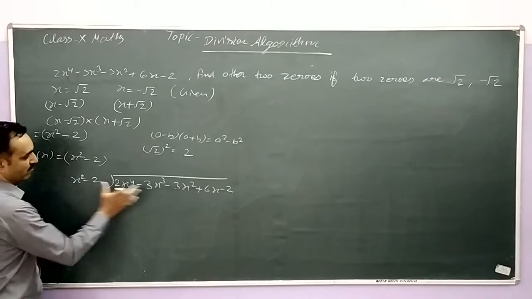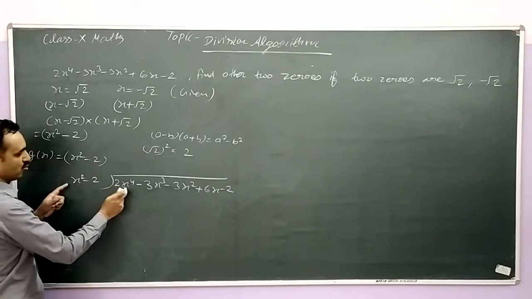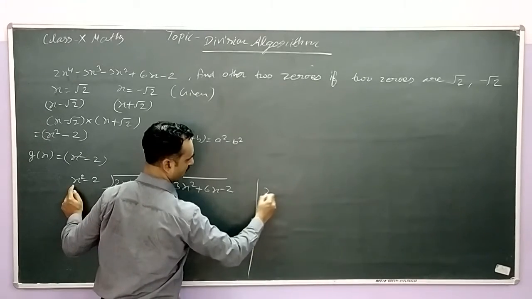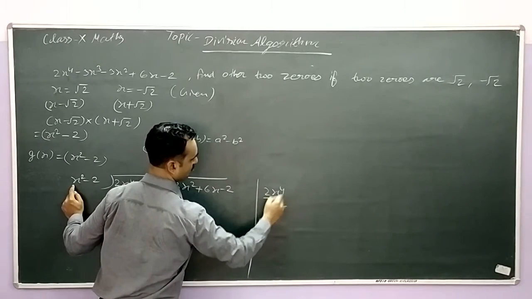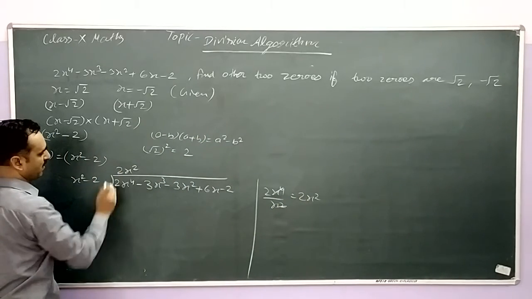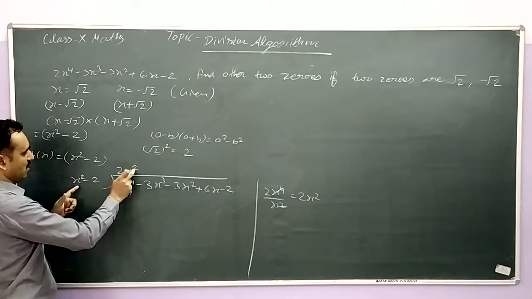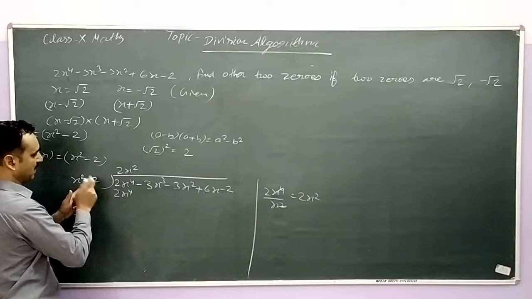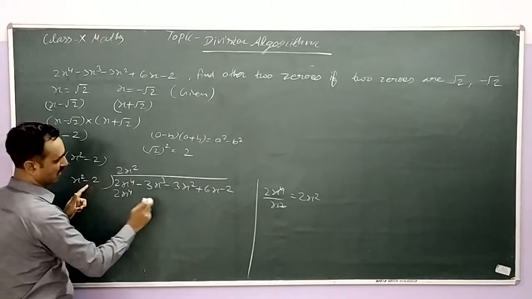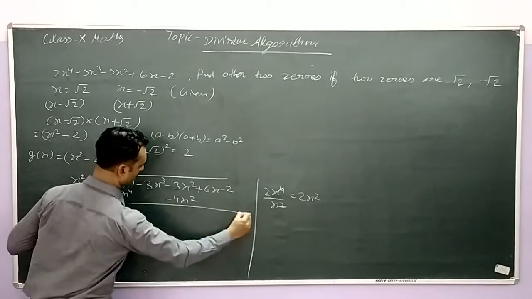So now we will divide this polynomial by this polynomial. Let's see what happens. 2x raised to 4 divided by x square, in rough work, you will get 2x square. So you write here 2x square, and 2x square multiplied by x square is 2x raised to 4, and 2x square multiplied by minus 2 is minus 4x square. So where is x square? Here, so you will write it here.